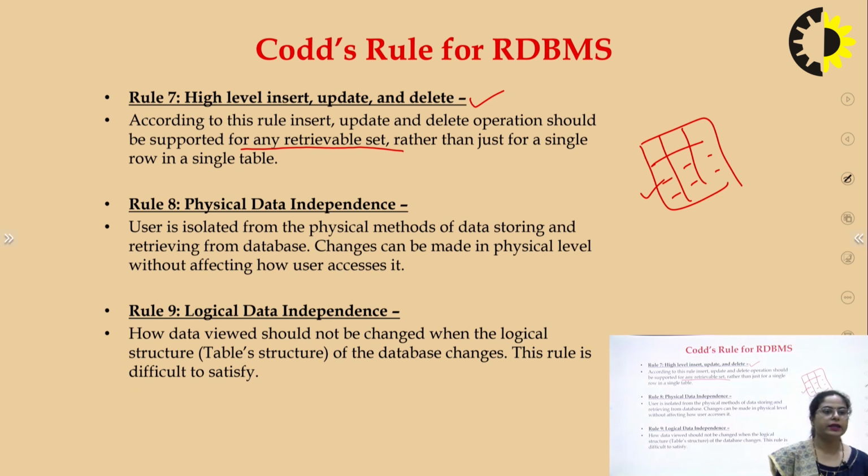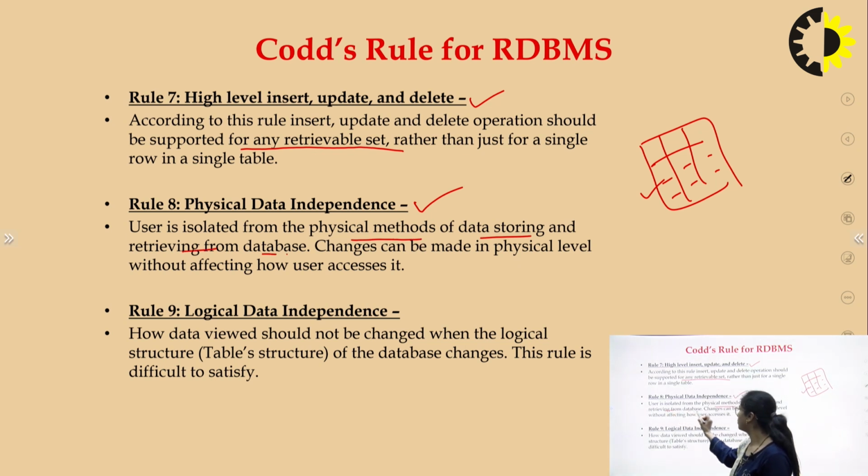Rule 8 is physical data independence. The user is isolated from the physical methods of data storing and retrieving from the database. Changes can be made at the physical level without affecting how the user accesses it.